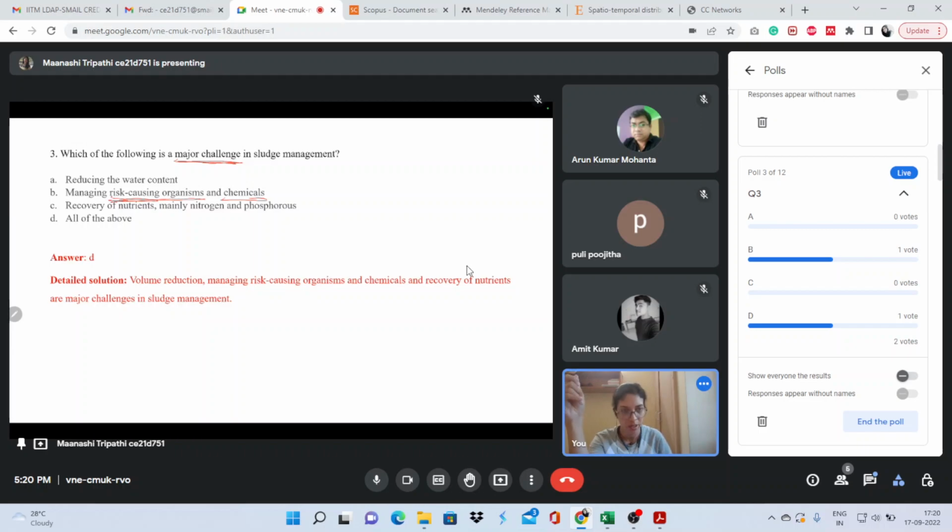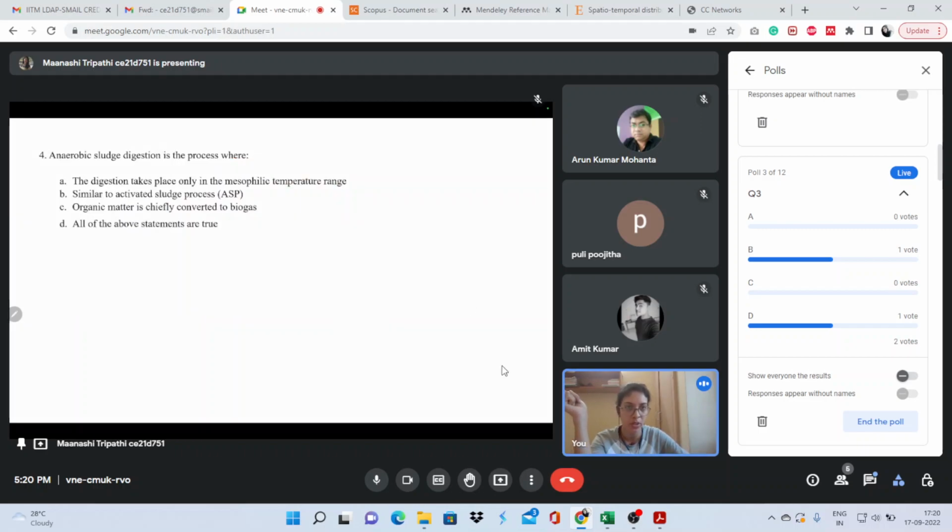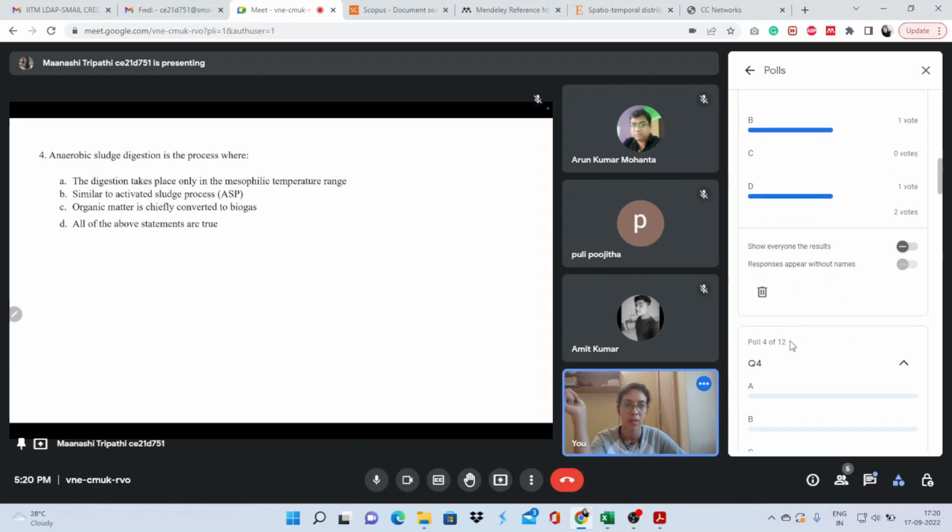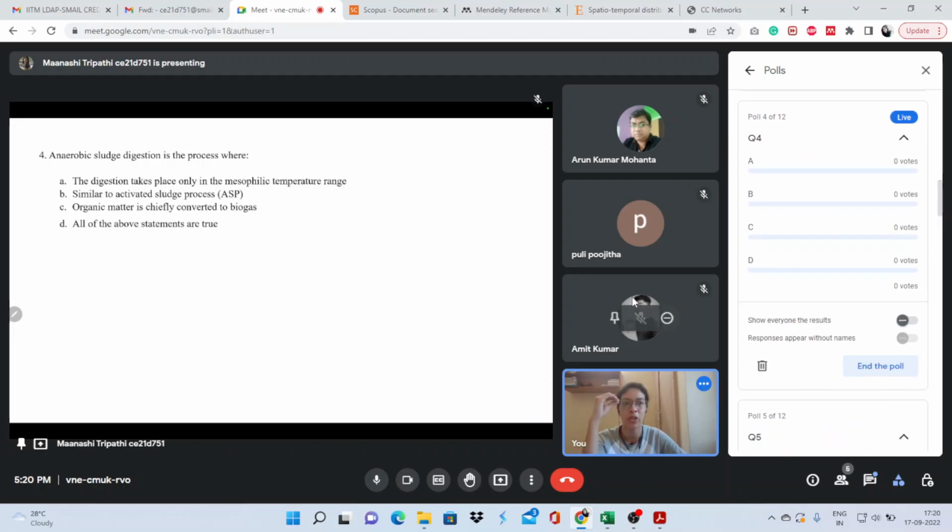Okay. This is question number 4, and these are the polls for question number 4. Anaerobic sludge digestion is the process where anaerobic. I hope you remember what I told you about anaerobic in the previous lectures as well as live classes. Anaerobic sludge digestion is the process where the digestion takes place only in the mesophilic temperature range, similar to ASP, activated sludge process. Organic matter is chiefly converted to biogas, or all of the above statements are true.